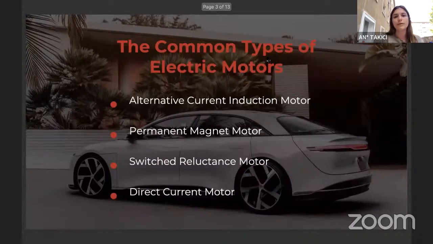The common types of electric motors. There are several types of electric motors. However, these four are the common types. The first one is the alternating current induction motor. The second one is the permanent magnet motor and the switched reluctance motor. And the last one is the direct current motor.